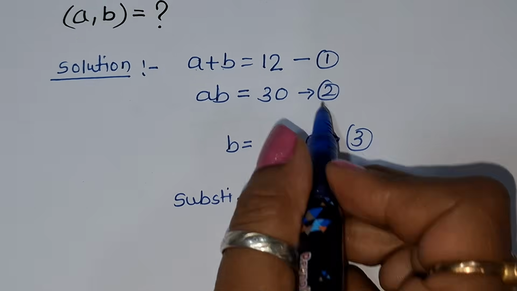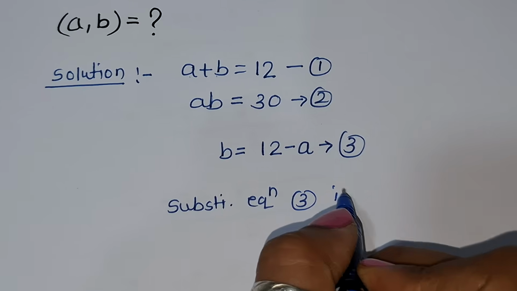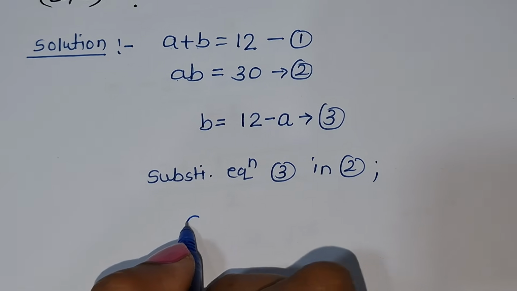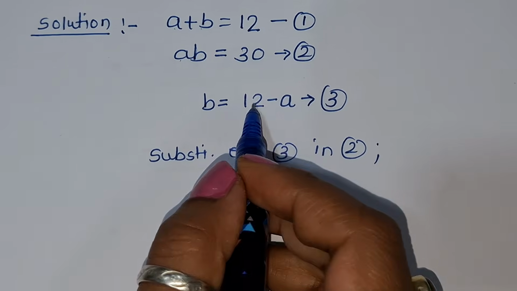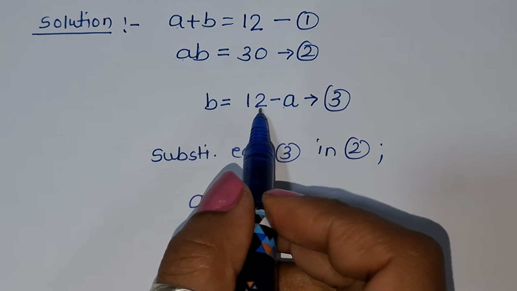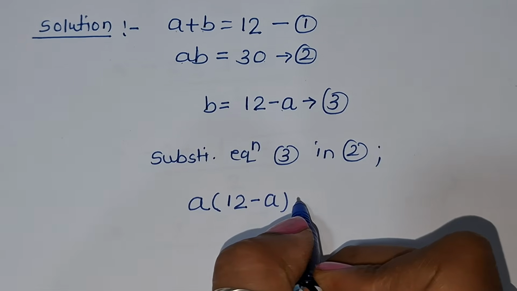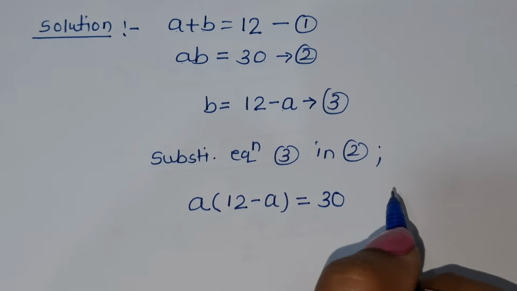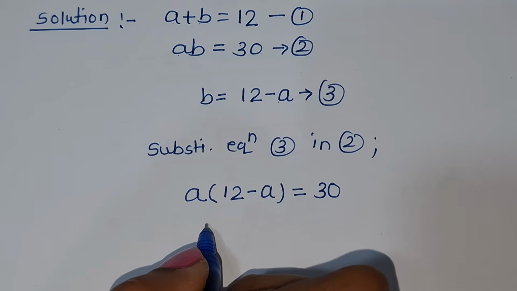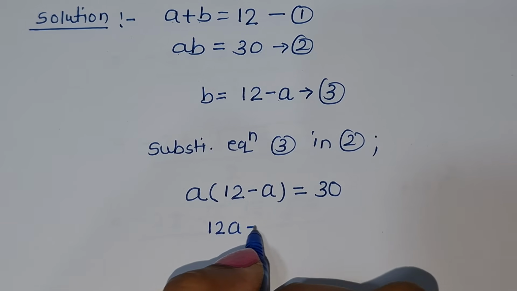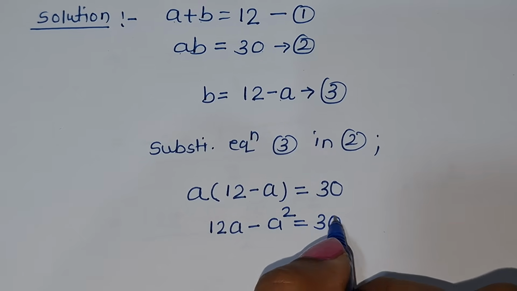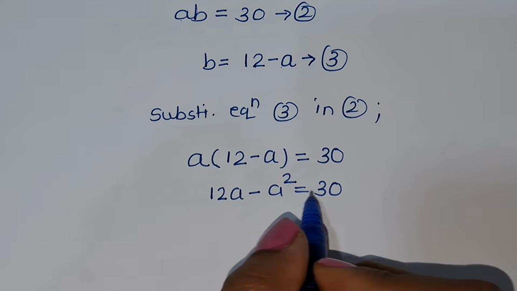Substitute equation 3 in 2. Then we will get a times b. Now b is 12 minus a. So a times 12 minus a equal to 30. Right? We got one equation here. So we are multiplying it. 12a minus a square is equal to 30.